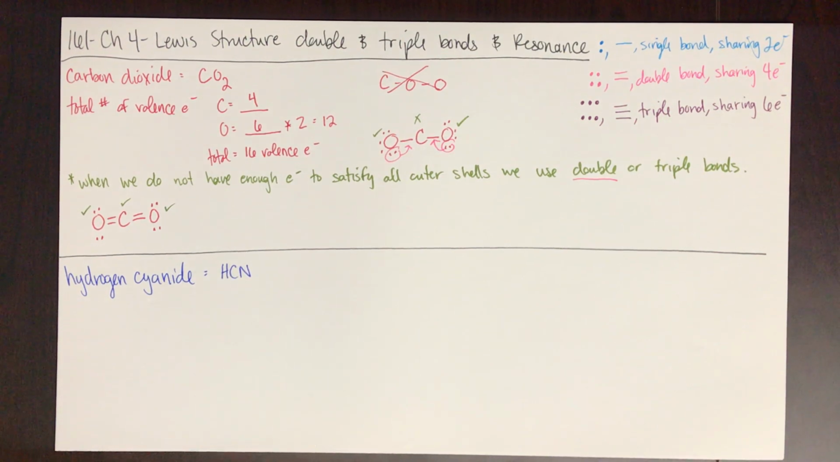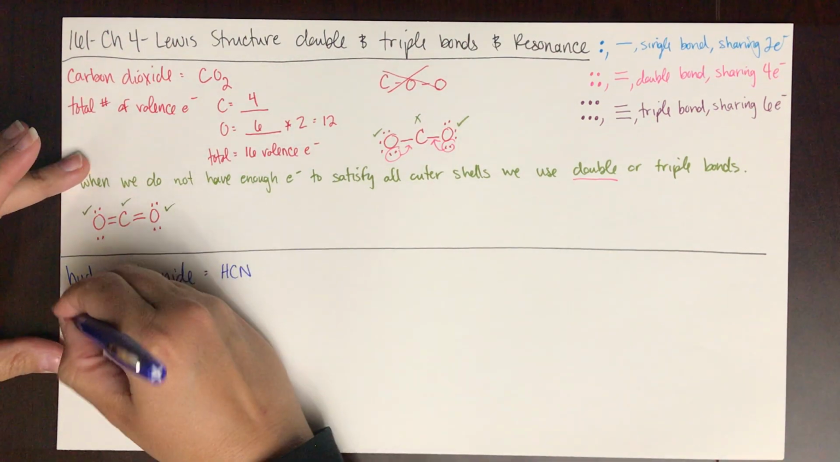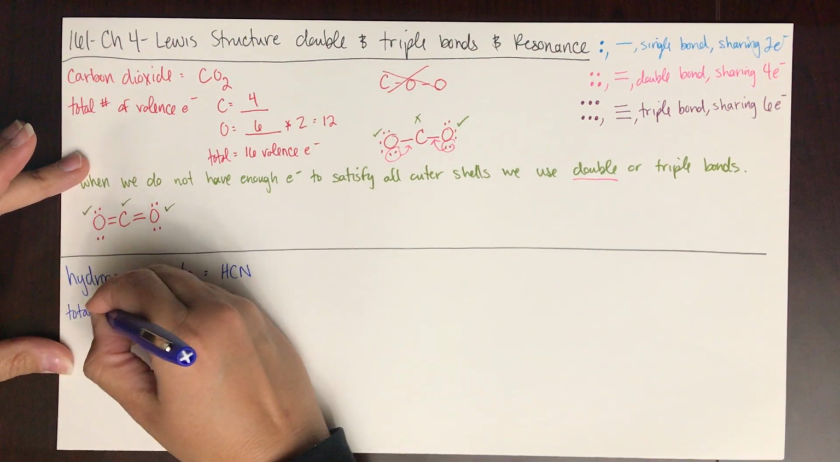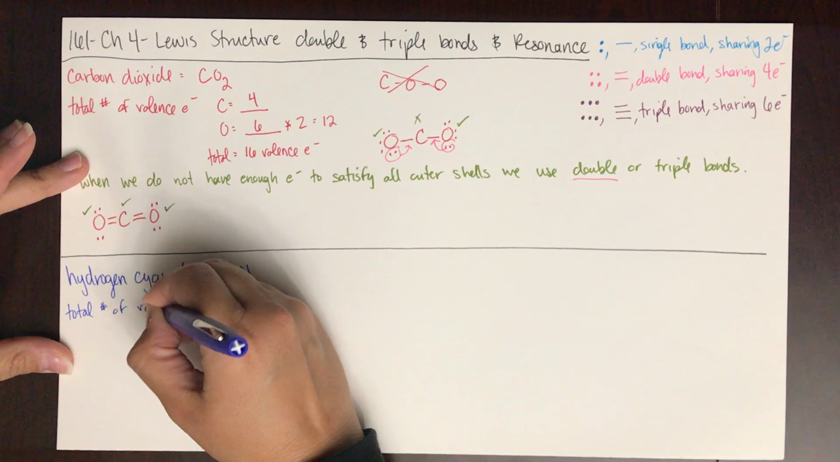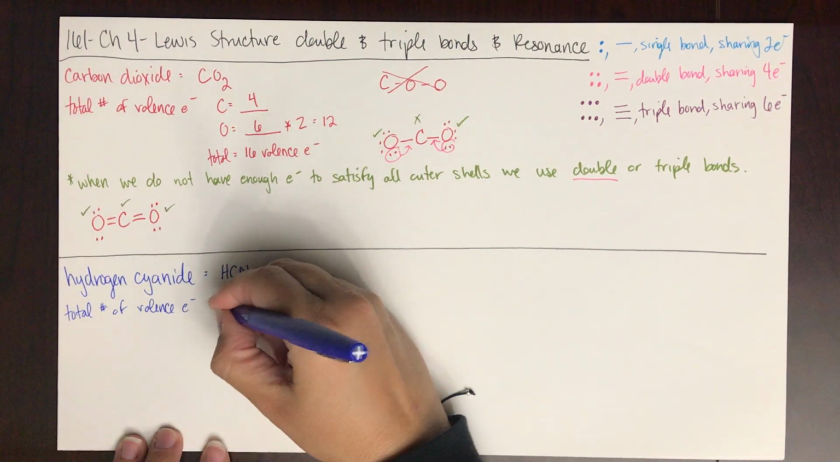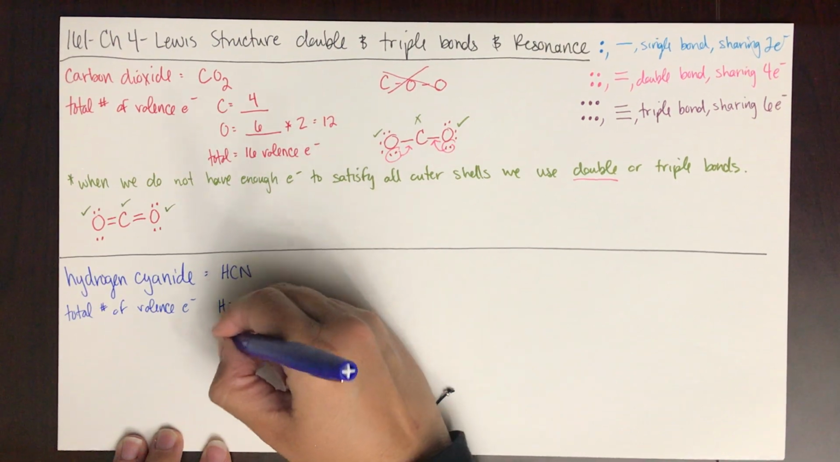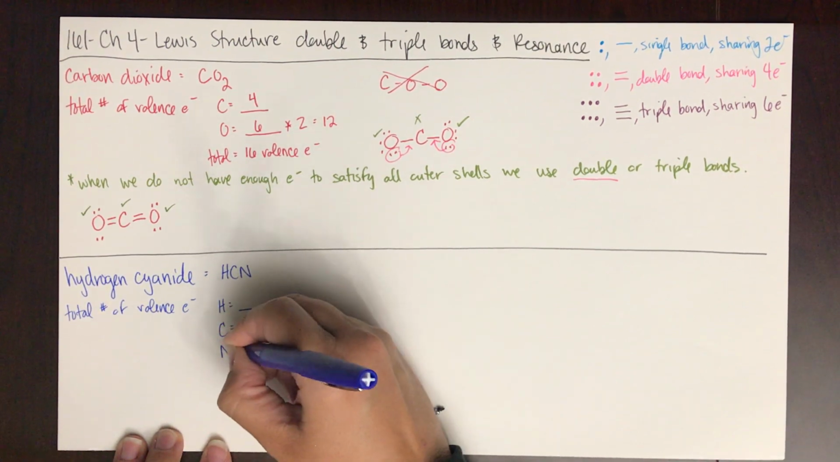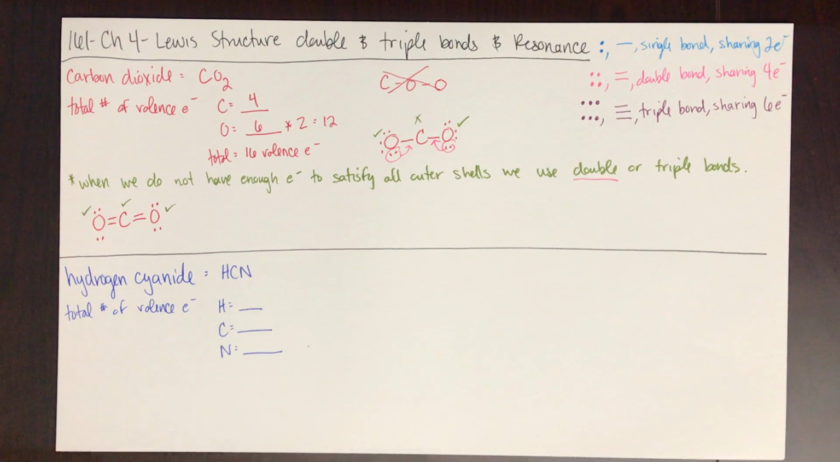Okay, so we still want to see the total number of valence electrons. So I need to know how many does hydrogen have, how many does carbon have, how many does nitrogen have, and I just have one of each of these. So again, based on the position on the periodic table, you can tell how many valence electrons an atom has.